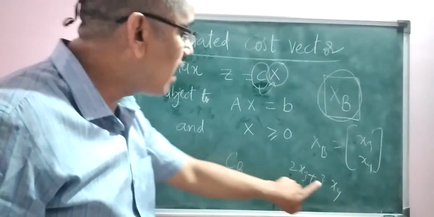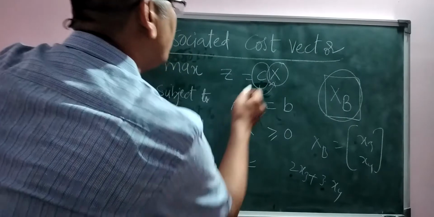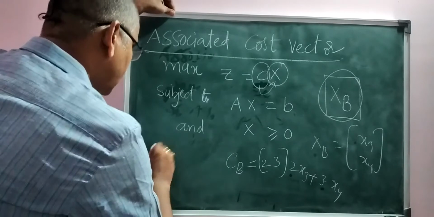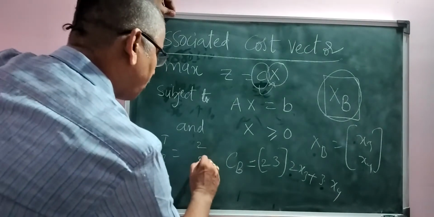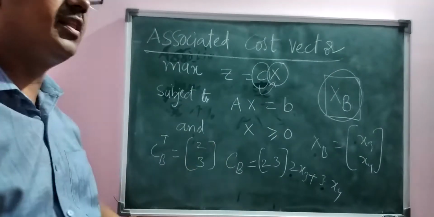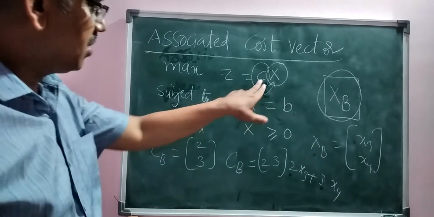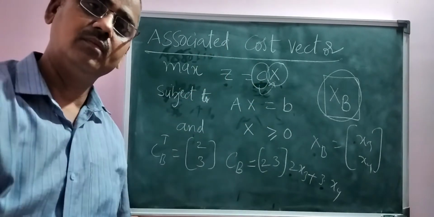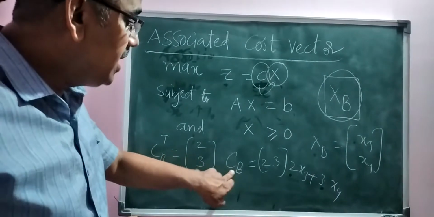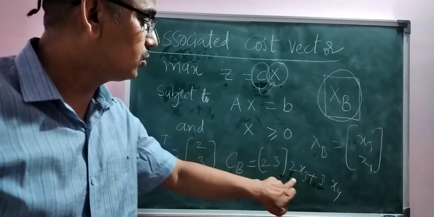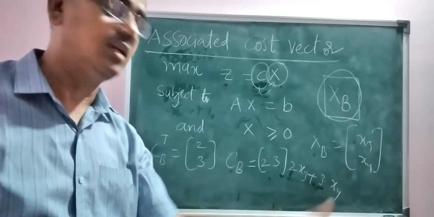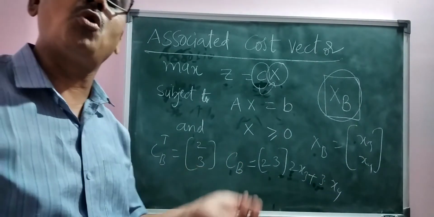Then 2 and 3 are the costs in CB. In this particular form you have to write 2 and 3. Or if you write CB transpose, then you should write it in this fashion. Whatever way you write the matrix form, it is not a problem. That is, if you multiply these two, you should get the value. It is only the way you have to write the matrix form, right? So CB is nothing but 2 and 3, the coefficients of x in the basic feasible solution. That is, CB is the associated cost vector.